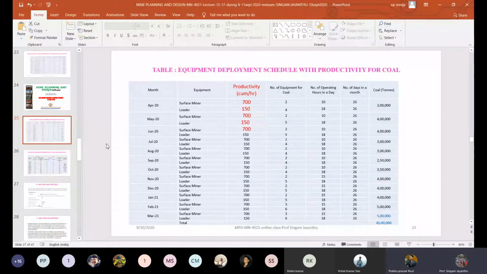With two surface miners. Okay, it's all right. You tell about yourself, then we will discuss. It's good. No, don't worry. Don't feel shy. Whatever you could understand, you tell.